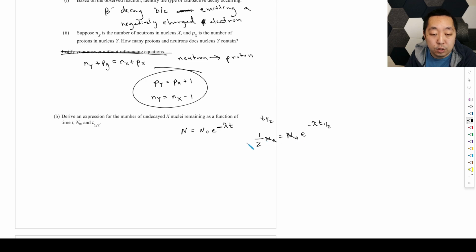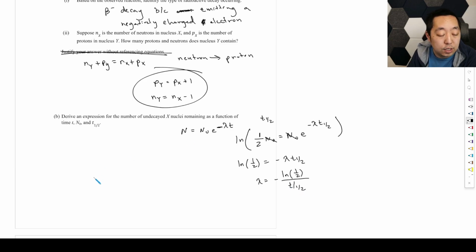So the N0 cancels. You have that. You take the ln of both sides. Ln will get rid of e, so you get ln of 1/2. The ln and e cancel, so you get negative lambda T 1/2. So your lambda is going to be negative ln of 1/2 over T to the 1/2, right?